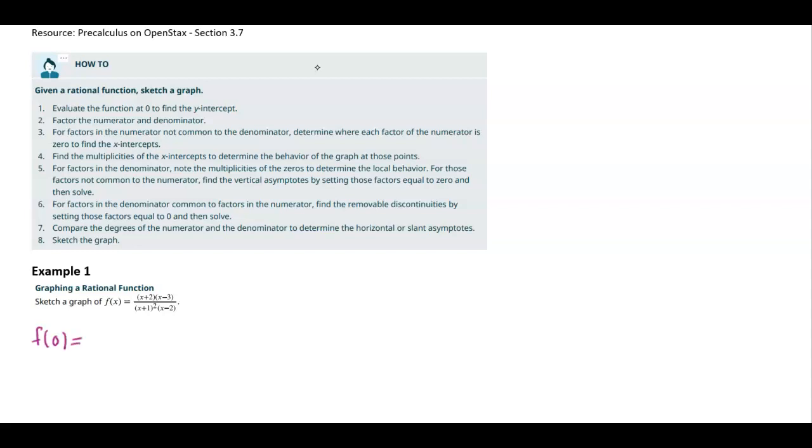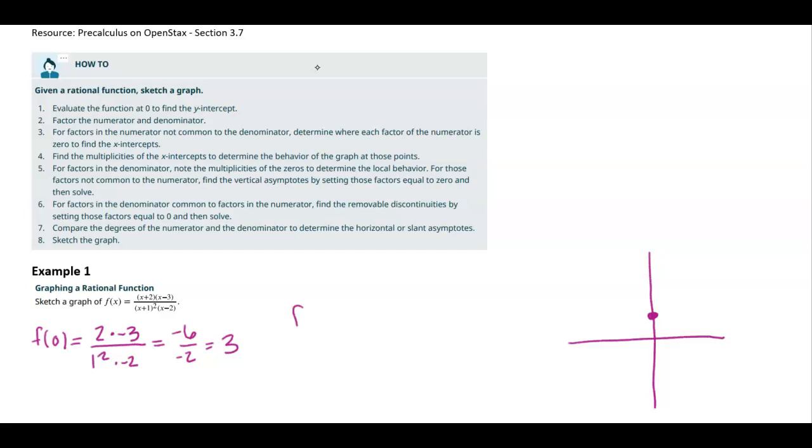So f of 0 would give me 2 times -3 in the top, 1 squared times -2 in the bottom. -6 over -2 gives me 3. So on my graph over here, I know I have to go through the point (0, 3). We're already in factored form, and then we want to see if there are any factors that are in common. There are none here. So let's look at the multiplicities of the x-intercepts to determine the behavior at those points.